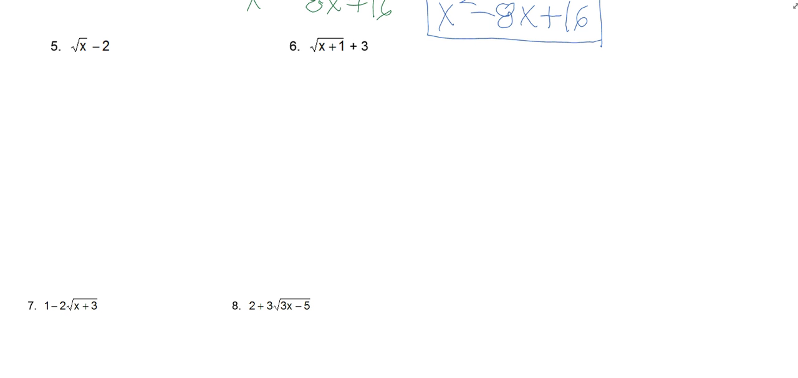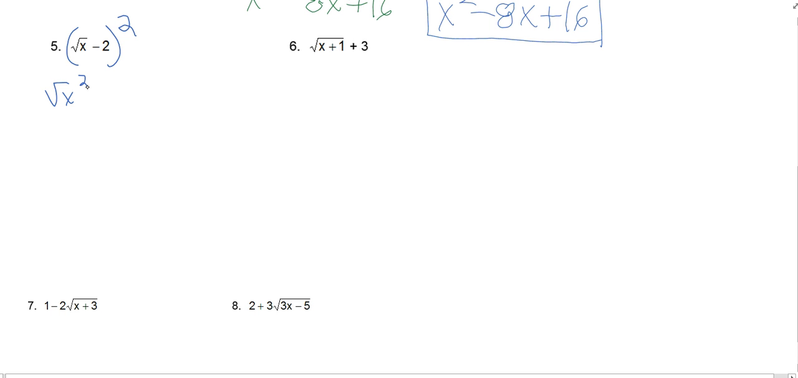You just have to slow down and think about what you're doing when you're squaring this. So when you square the first term, you have the square root of x squared, which cancels the square root out. The middle term is a negative 2 times square root of x times 2, because you're doubling it, right? So that would be a negative 4 square root of x, and then whenever we square negative 2, we get a positive 4. Okay. Hopefully that made a little more sense to you.